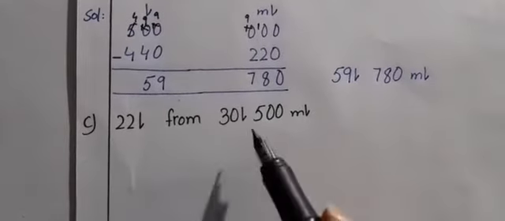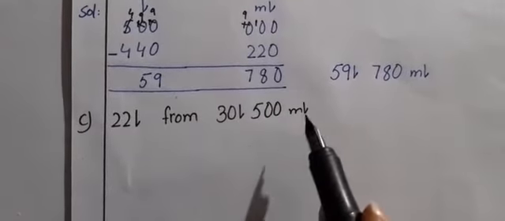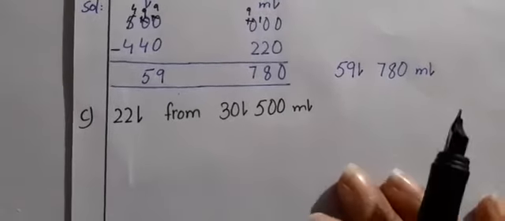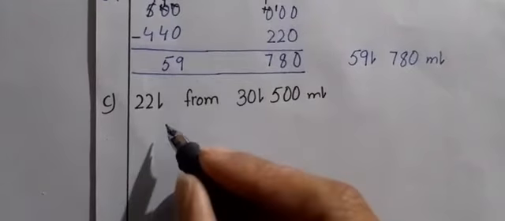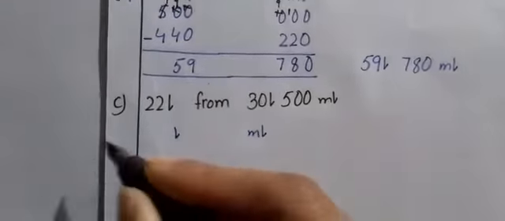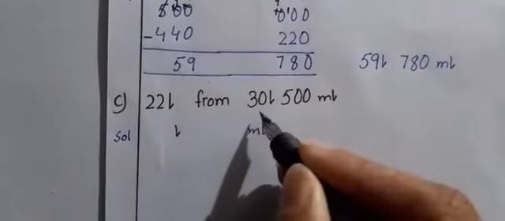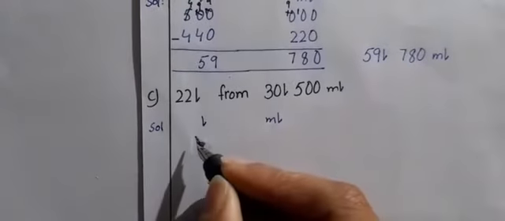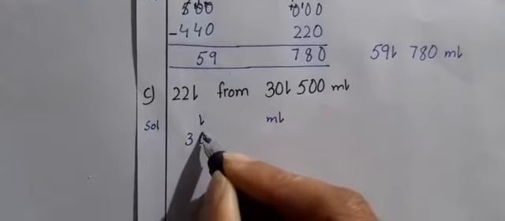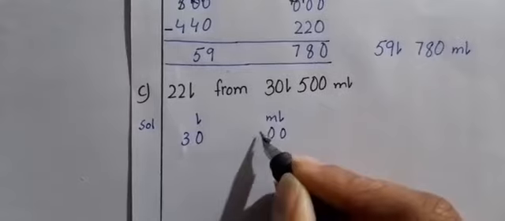Our next sum, that is part C. In part C after "from" there is 30 liter 500 milliliter. Means there are liter as well as milliliter. But before it is only liters. So what we are going to do, first we will write liter and milliliter over here. And as I have told you, the value that comes after "from", that is 30 liter 500 milliliter, will come first. I will write 30 in liters and 500 in milliliter, 0, 0 and 5.